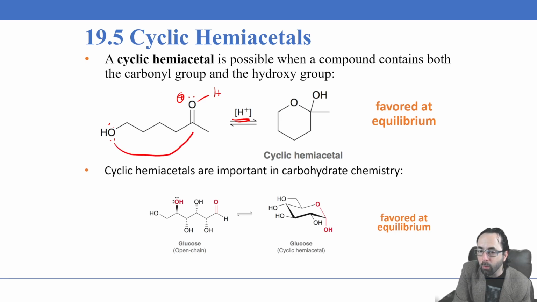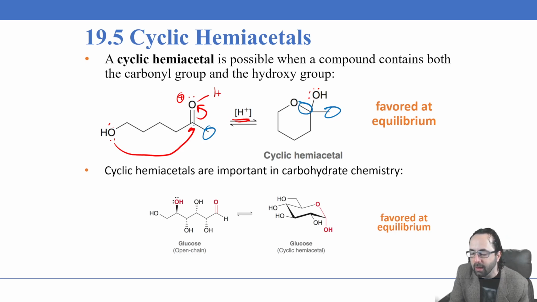And then the alcohol will come in here and attack, and then we'll have this resonance arrow here putting these electrons back on the oxygen. So now this oxygen here is an alcohol group. We still have this methyl group, that's this methyl right here. And then this oxygen right here is now attached to this carbon. So this bond here is the new bond that was created. And so this is a cyclic hemiacetal.